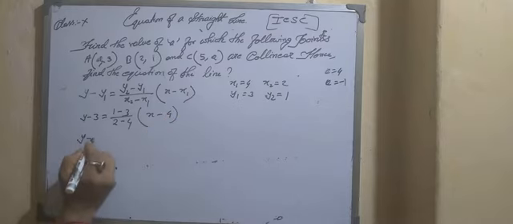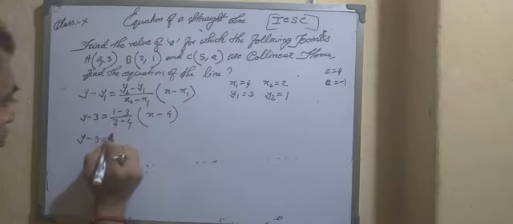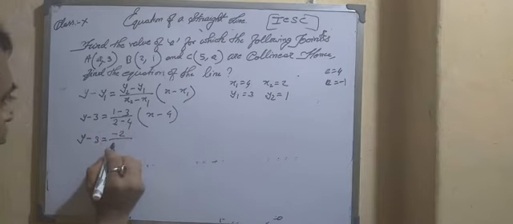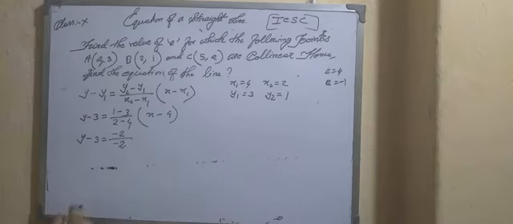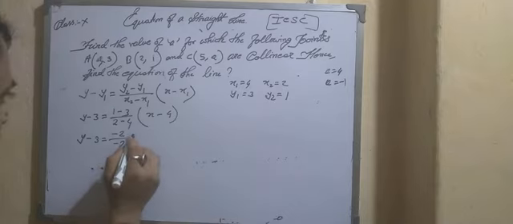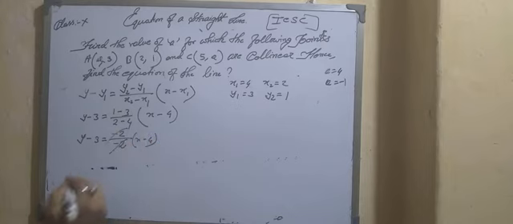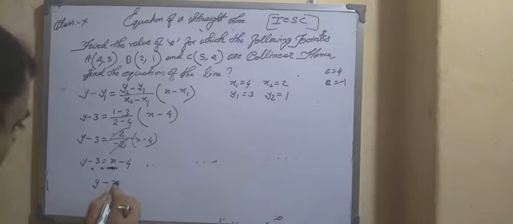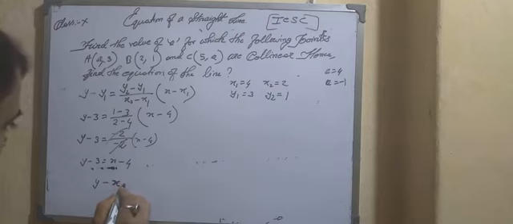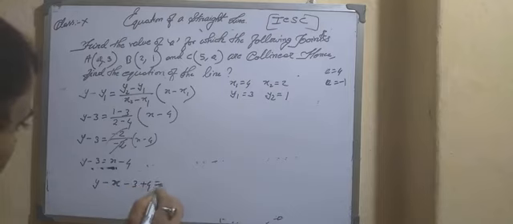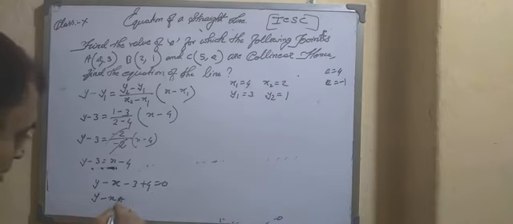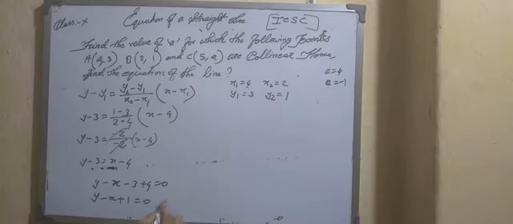Okay, y minus 3 equal to minus 2 over minus 2 into (x minus 4). That means y minus 3 is equal to x minus 4. We get y minus x minus 3 plus 4 is equal to 0, that means y minus x plus 1 is equal to 0. Okay, so this is the one answer. Now we erase it and find out the next equation.